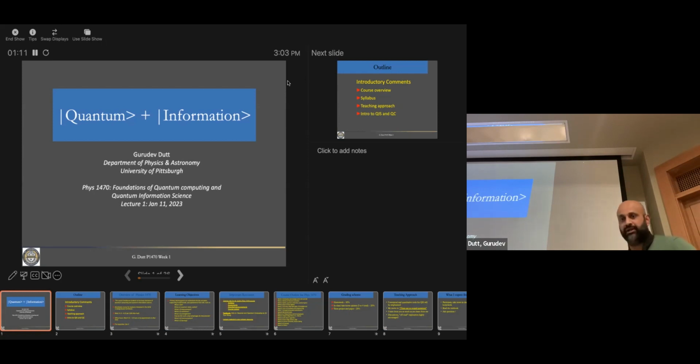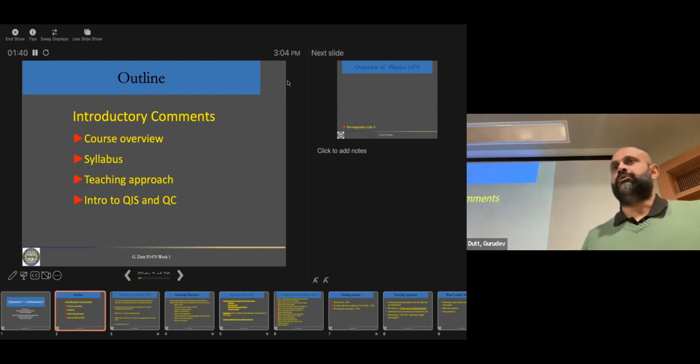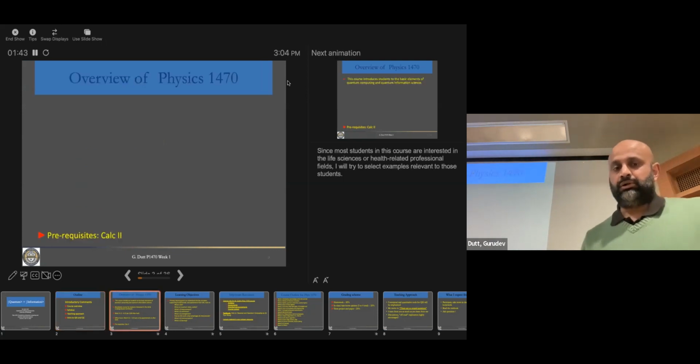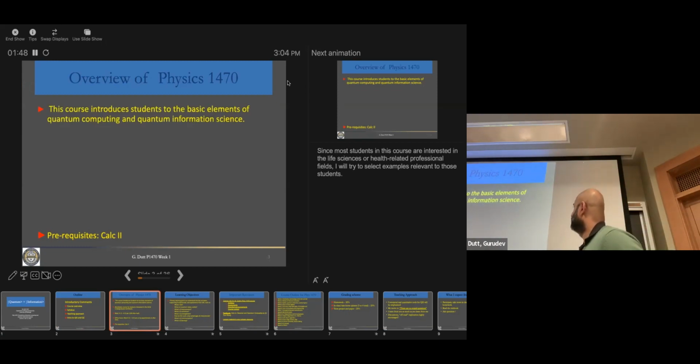So let me just get started at the beginning with a quick overview of our class, what this course is going to be about, and a little bit about the syllabus, some of which is already on the Canvas site, but I just wanted to go over it in case there are questions, and more about the teaching approach for this class, and finally a little bit of an introduction and overview of what quantum information science and quantum computing is. Okay, so that showed up in the wrong order, but that doesn't matter.